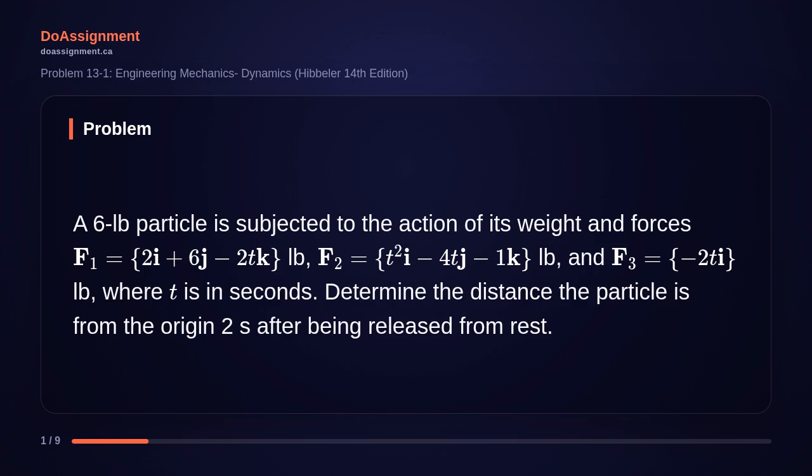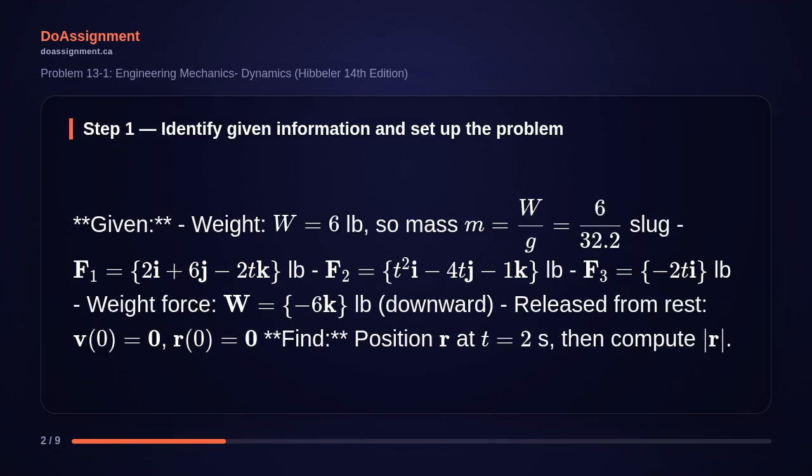Now, let us work through the solution step by step. We have a 6-pound particle released from rest at the origin. It is acted on by 3 applied forces plus its own weight acting downward as negative 6k pounds. The mass is 6 divided by 32.2 slugs. We need to find how far the particle is from the origin after 2 seconds.